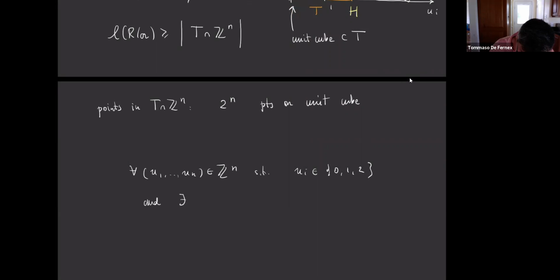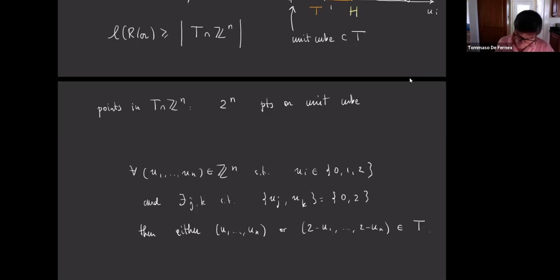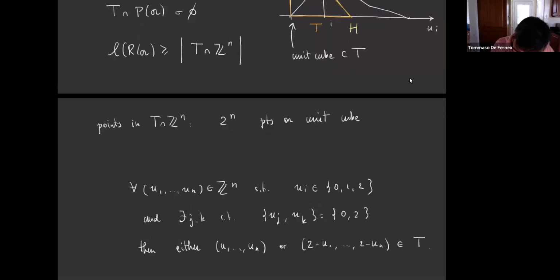I ask that there are two indexes, j and k, such that if I look at the entries uj and uk, they are equal to the set {0, 2}. So either one is 0 and the other is 2. As long as I have this, then either the point (u1, ..., un) or (2 minus u1, ..., 2 minus un) belongs to T. It is immediate to see that. This condition is just to ensure that I'm not counting points in the unit cube again. At least one of the entries is 2, no matter what, whether you're looking at this one or this one. So it's not in the unit cube.